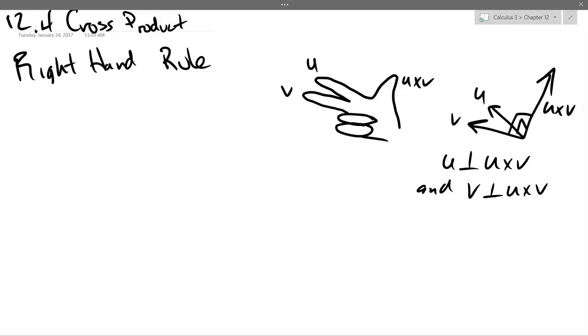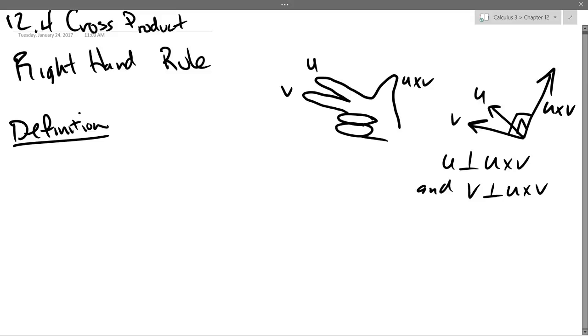I don't like this for the definition. Let's use the IJK determinant definition. So how can I choose different definitions? Basically, if things are equivalent, you could just say, well, I'm going to use this equivalent statement for the definition. So that's how you can basically say, oh, this is the definition.